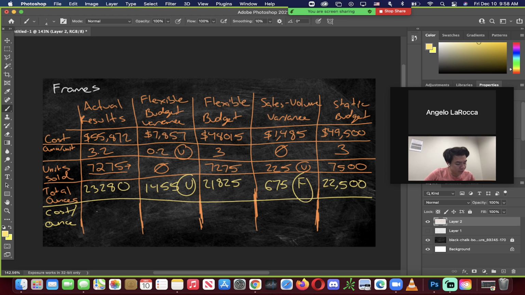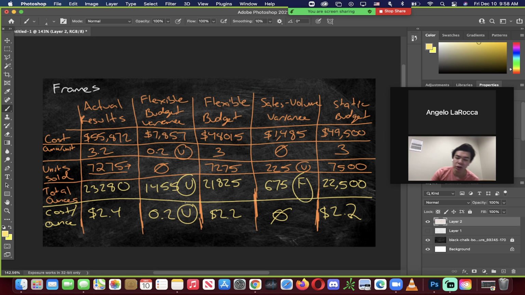And let's see what we get. 55,872 divided by 23,280. We get 2.4 there. And then we divide these two, we'll get 2.2 and 2.2, and they will stay the same because of ratios. It's going to be 0.2. That's going to be unfavorable because they're spending more money per ounce.